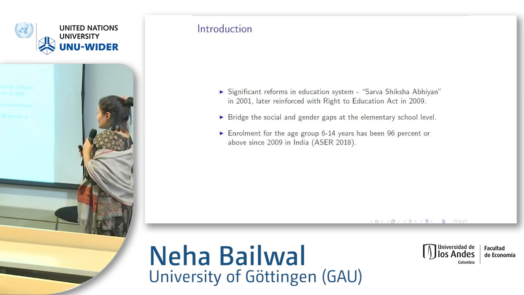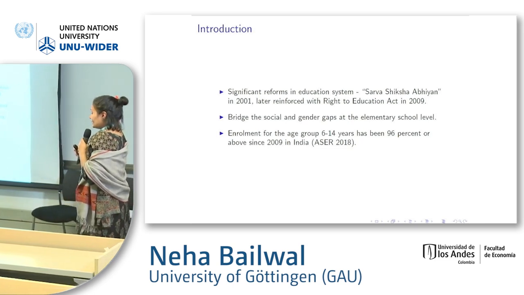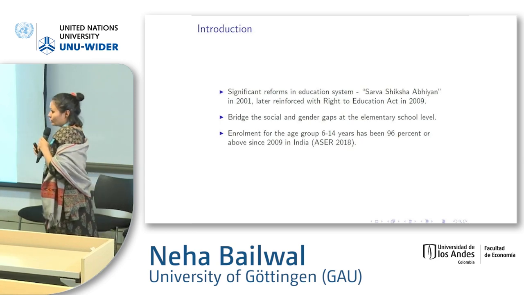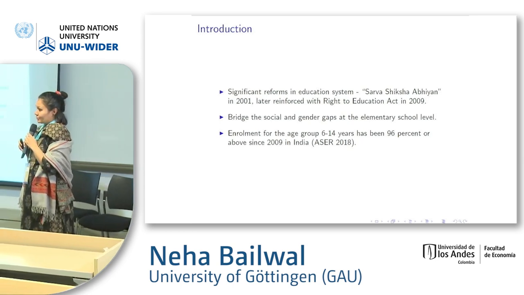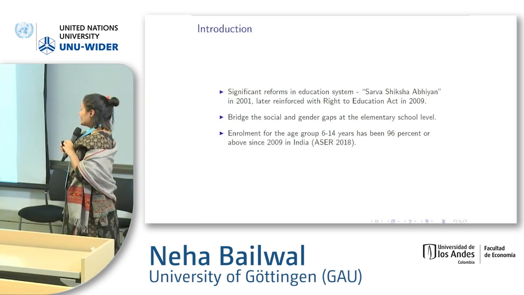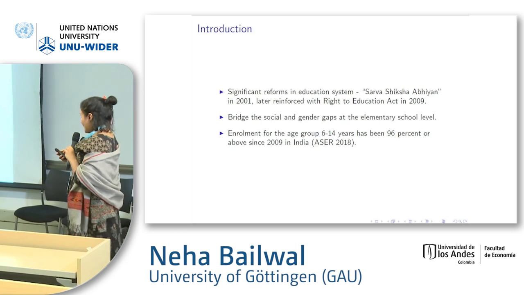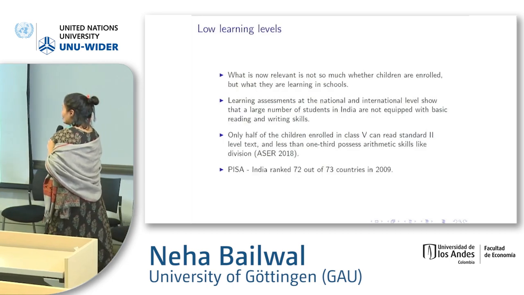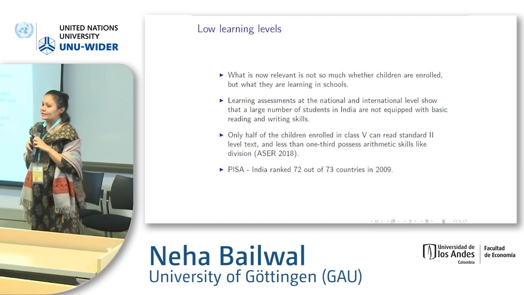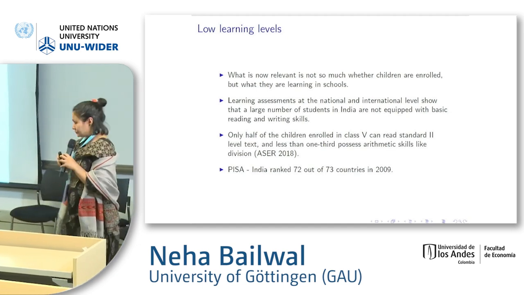Now, as a result of these reforms, in the last decades India has achieved almost universal enrollment, particularly in primary schools. More than 96% of children in the age group of 6 to 14 years are now in school. Now, as more and more children are in school, what becomes interesting to understand is whether they are learning anything in school or not.